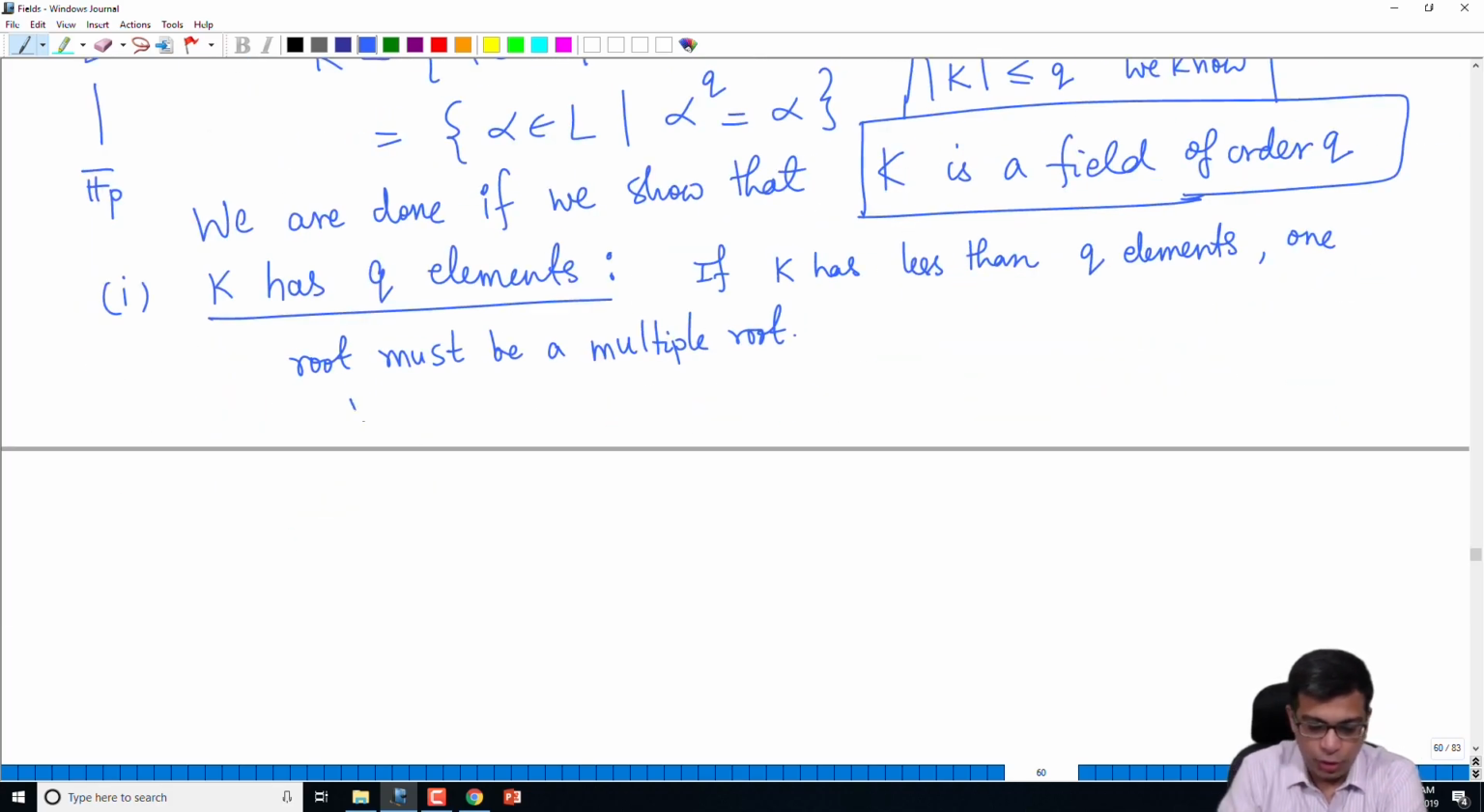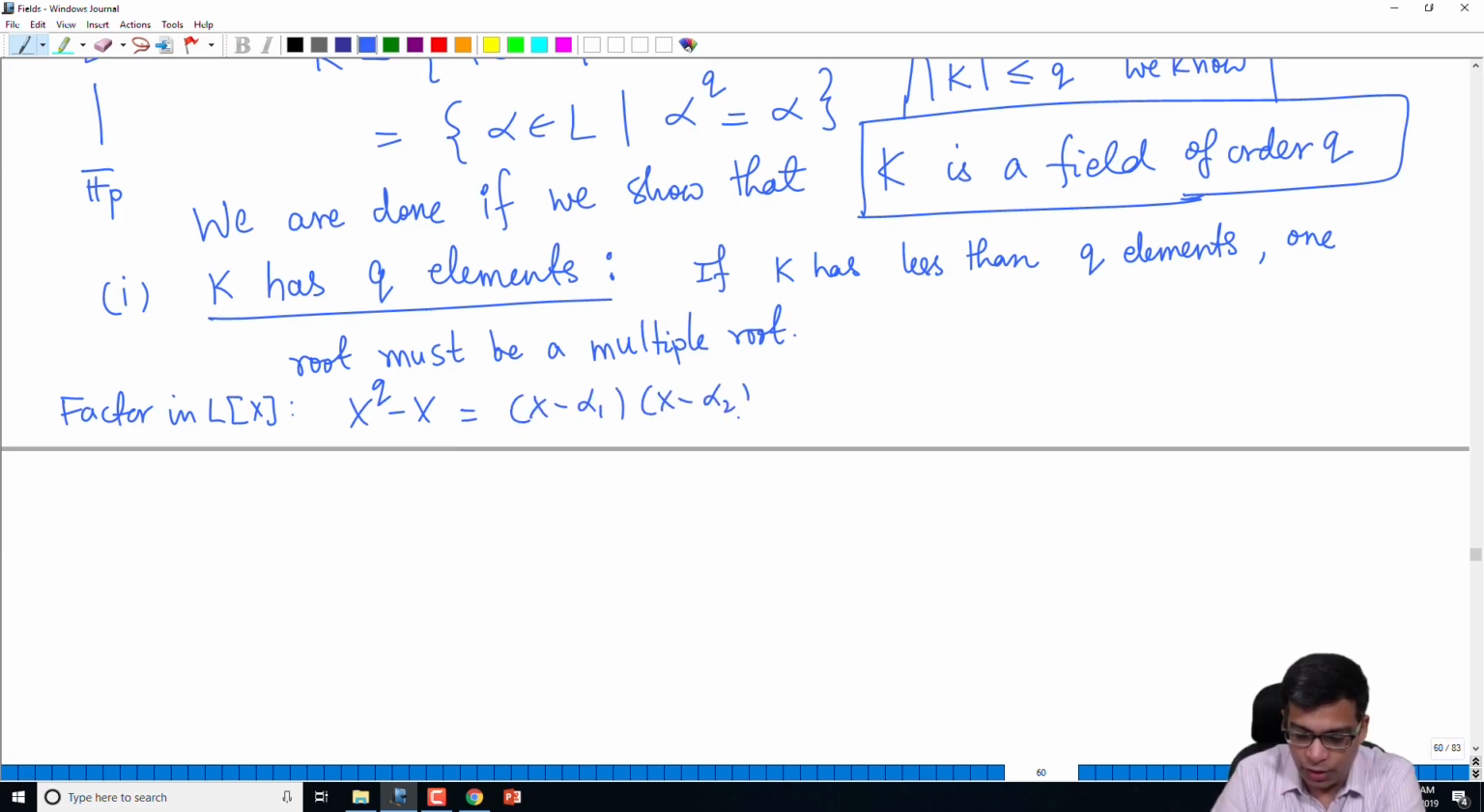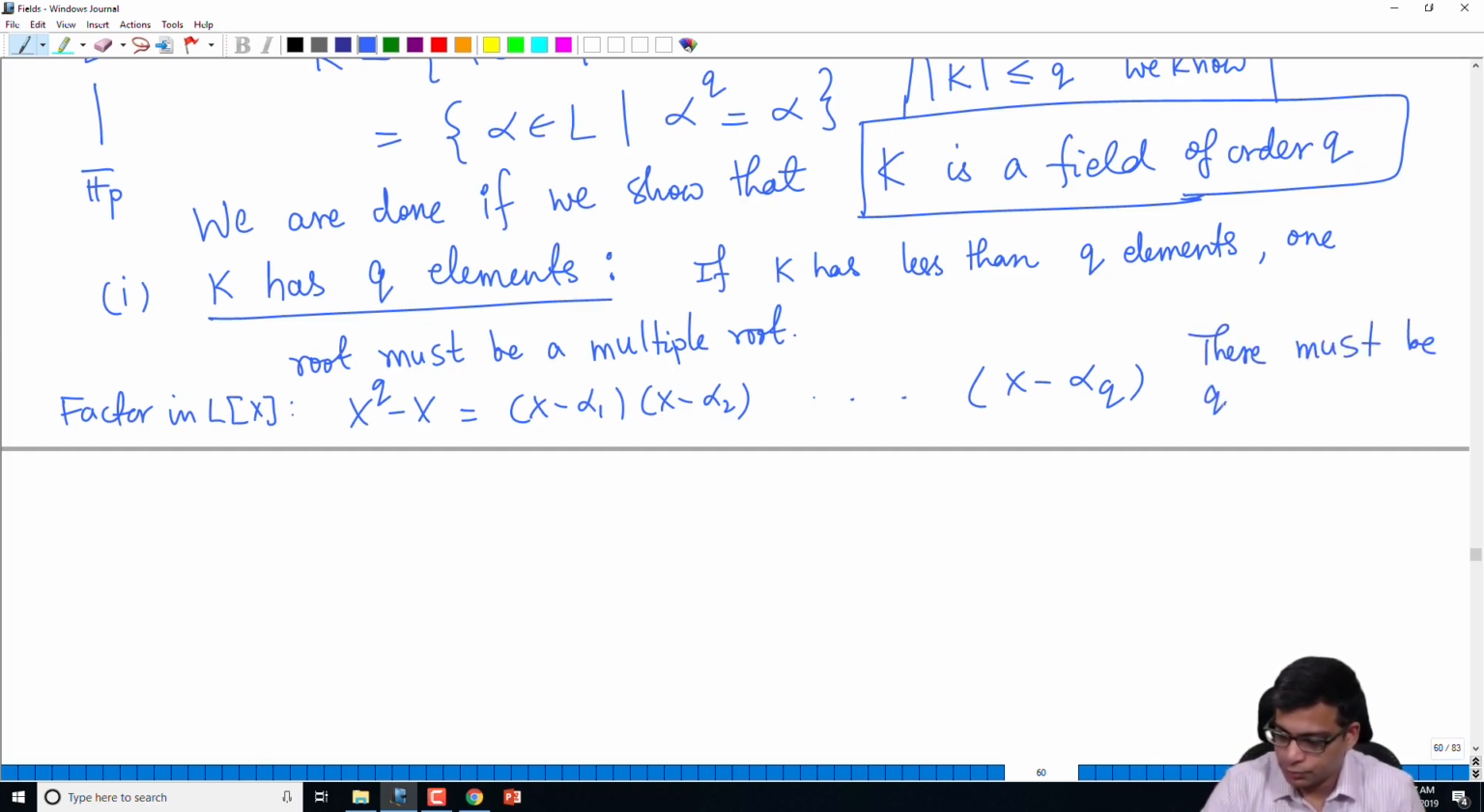What I mean is, you can factor x power Q minus x in L[x] as x minus alpha 1, x minus alpha 2, all the way up to x minus alpha q. Because this is degree q and every factor is a linear factor, there must be q linear factors. If the q linear factors are all distinct, then you have q distinct roots, and that is the claim that I am making.